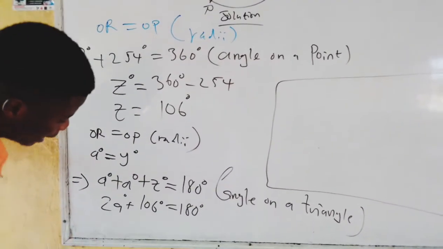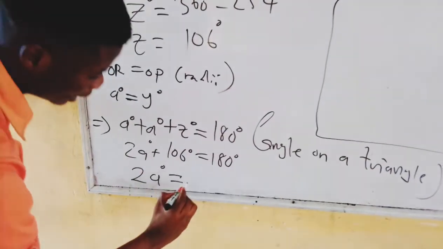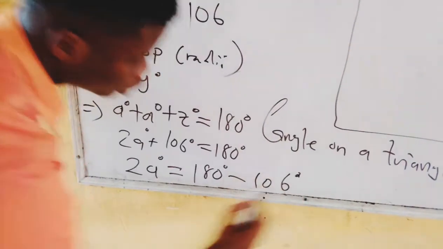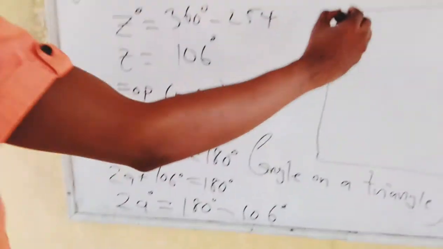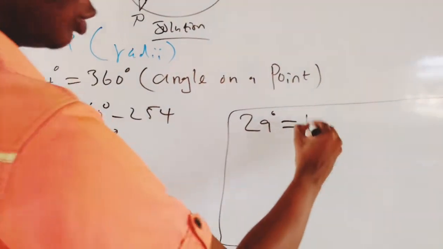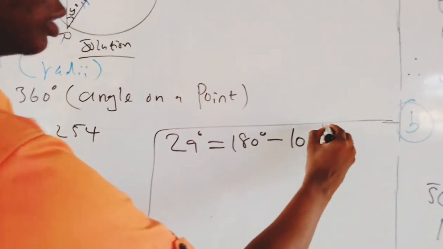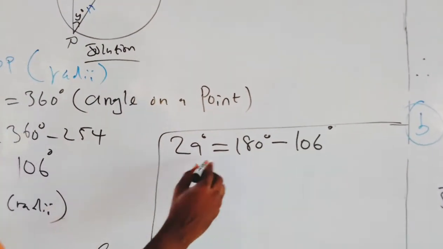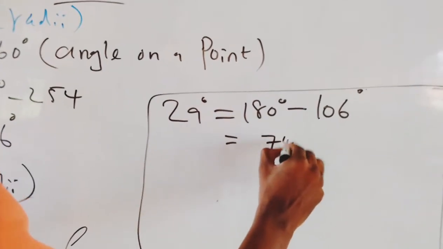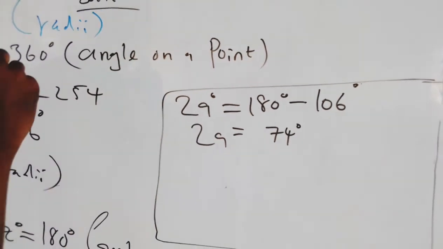So I take this one to this part. I have 2A degrees is equal to 180 degrees minus 106 degrees. So 180 minus 106 will give me 74 degrees. So 2A is equal to 74 degrees.